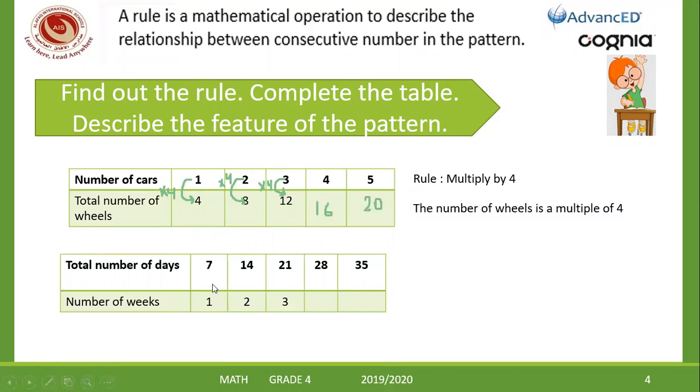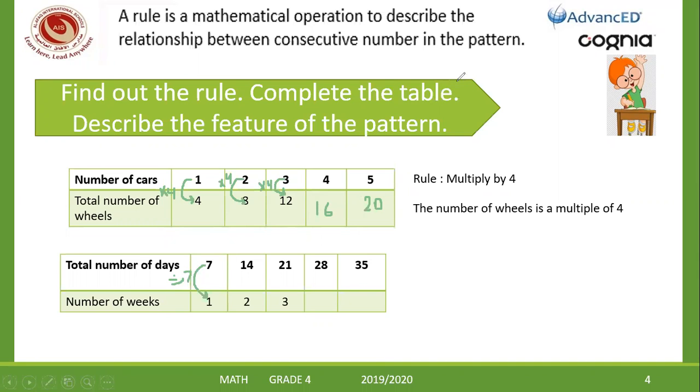What about here? Is there any operation we can use to describe the relationship between the numbers if they are decreasing? Of course, yes. Which operation? We can use the division operation. 7 becomes 1 if you divide 7 by 7. If I divide it by 7, I can get 1 from 7 divided by 7.